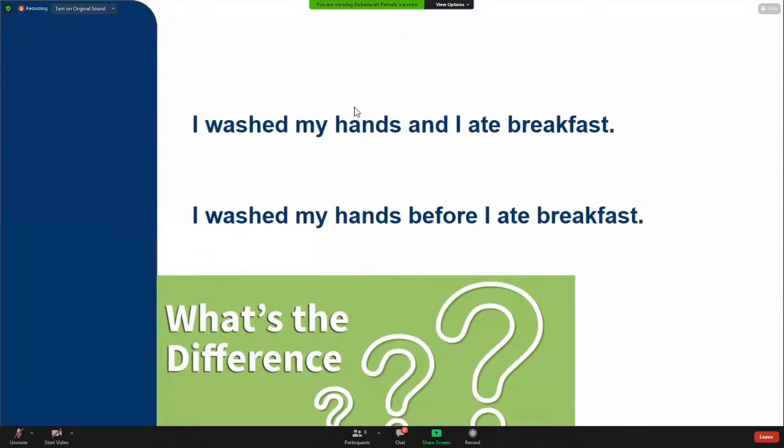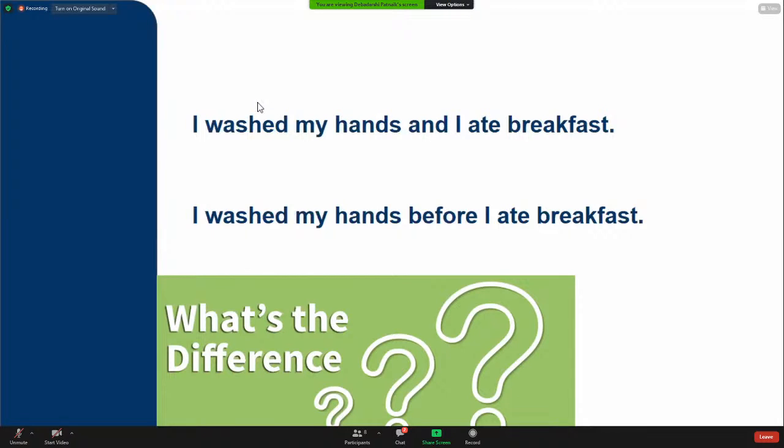Here, what is happening is that the meaning of both the sentences is equal. But if you look at the sentences, there are two things happening. Two verbs are there. One is washing, and washing is a verb. Verb is an action word.